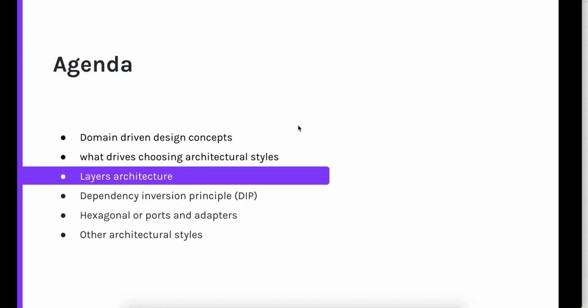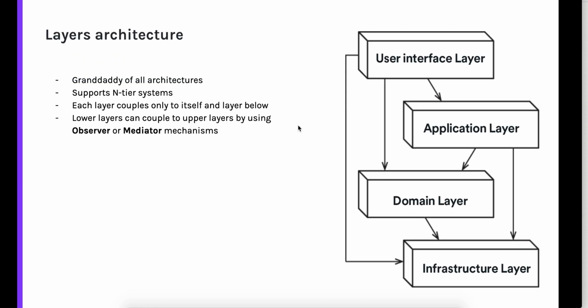So the next thing, now I dive into the tactical or the actual real architectures. The first one is called layered architecture. It's the granddaddy of all the architectures. As you can see on the right side in the picture, it tells you that you want to divide your software into a couple of layers. From top to bottom, you have your user interface layer. That's where the customers talk to your software.